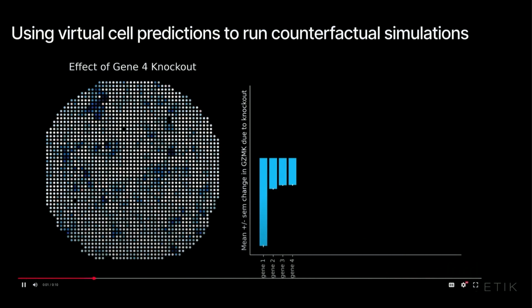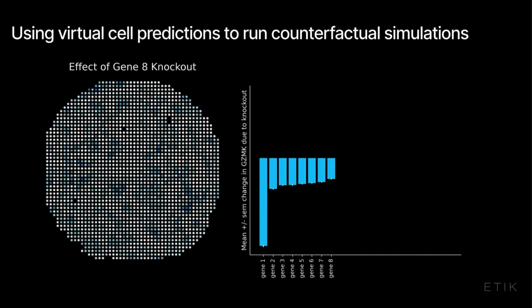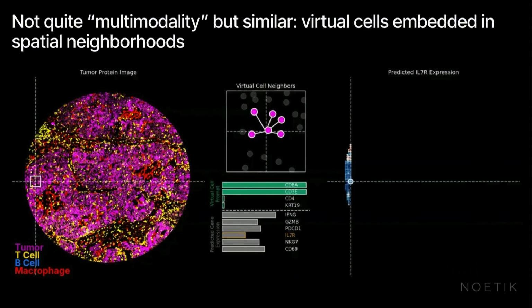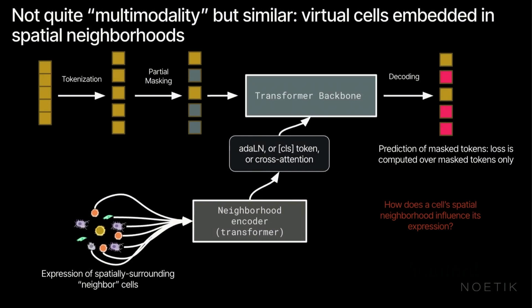Okay. This is another kind of thing we would do with these virtual cells. So the thing that I showed on this slide is the surrounding context is real data. We go to a real location in a real patient's tissue, look at the 8 nearest cells, feed that expression in. But the model doesn't know what's real data and what isn't.